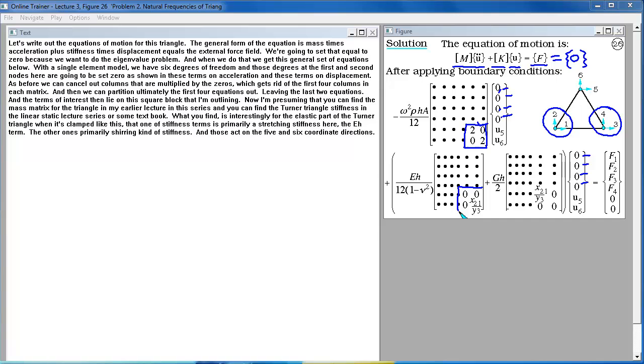Now, I'm presuming that you can find the mass matrix for the triangle in my earlier lecture in this series, and you can find the Turner triangle stiffness in the linear static lecture series or some textbook. What you find is, interestingly, for the elastic part of the Turner triangle, when it's clamped like this, that one of the stiffness terms is primarily a stretching stiffness here, the EH term. The other one's primarily a shearing kind of stiffness, and those act on the 5 and 6 coordinate directions.